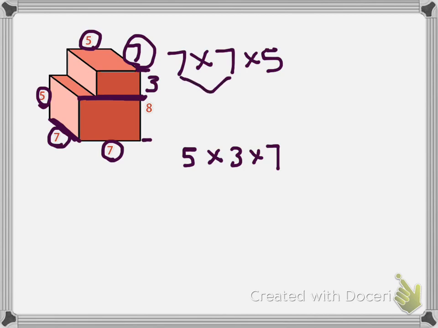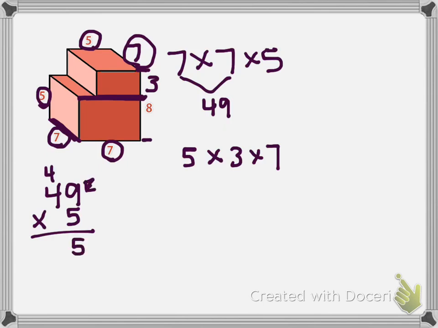Well, I do know 7 times 7 is 49. So then I'm going to do 49 times 5. I'm going to come down here and do 49 times 5. 9 times 5 is 45. Ignore that mark. 5 times 4 is 20, 24. So the volume of that bottom is 245.